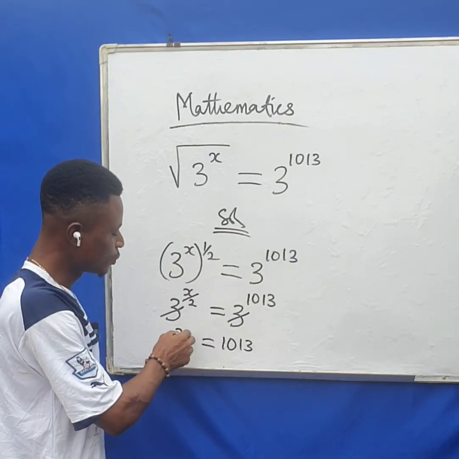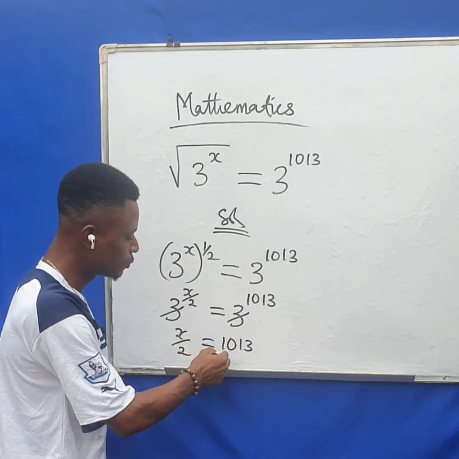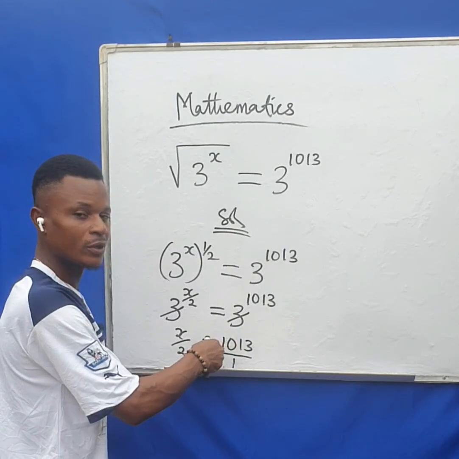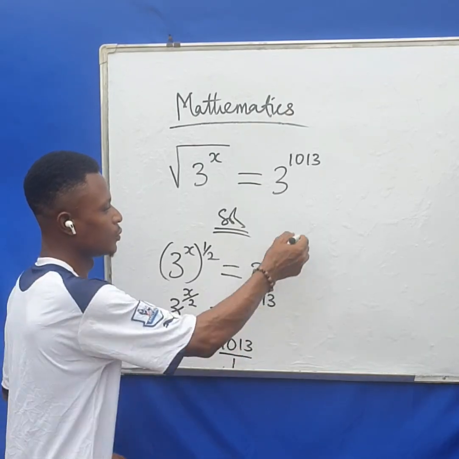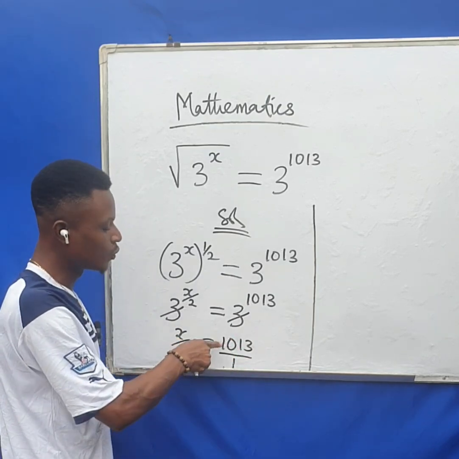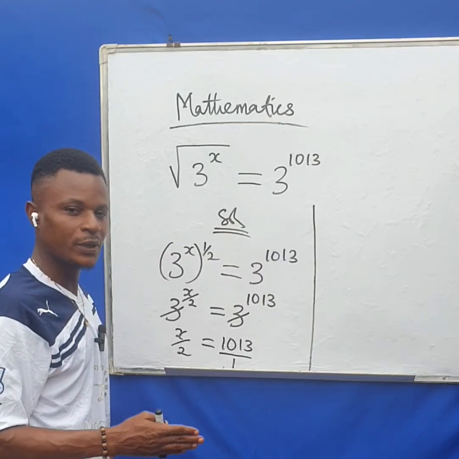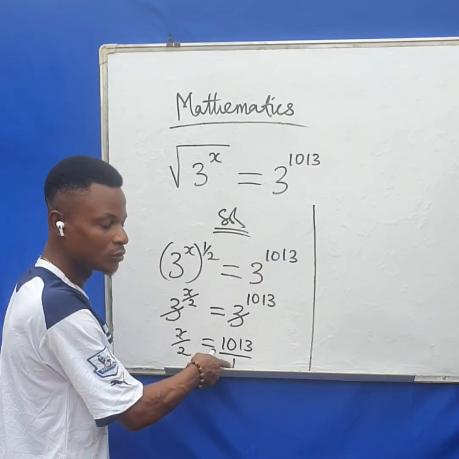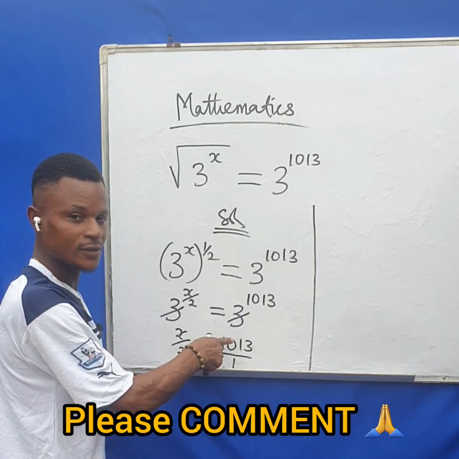Because the left-hand side of the equation is in form of a fraction, we can also make the right-hand side to be in form of a fraction by putting over 1. Anytime you want to make an ordinary number to become a fraction, just put over 1. You understand? So now, because we have gotten it in this form, whereby we have a fraction equal to another fraction, we are going to apply something called cross multiplication. Cross multiplication means that this x should multiply this one, and this 2 should multiply this 1013.